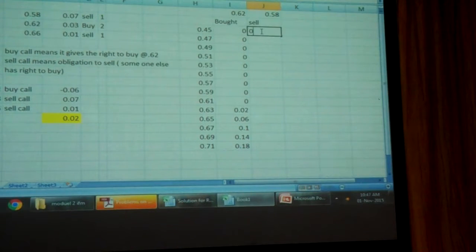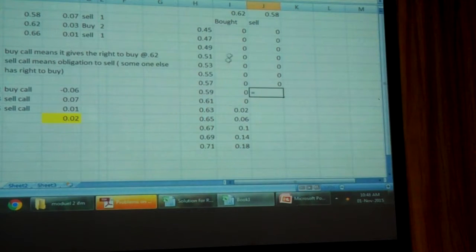0.47, will he come? No. 0.49, 0.51, 0.53, 0.55, 0.57, he will not come. 0.59? He'll come. Yes, he will definitely come to you now. Why? Because he will go to the market, he will see the price is 0.59, immediately he will remember you. Oh, I have my counterparty who has to sell at 0.58. Even in the market it is 0.59, he will come to you. So you will make a loss now. Why? Because you have to sell at 0.58, which is actually worth 0.59.